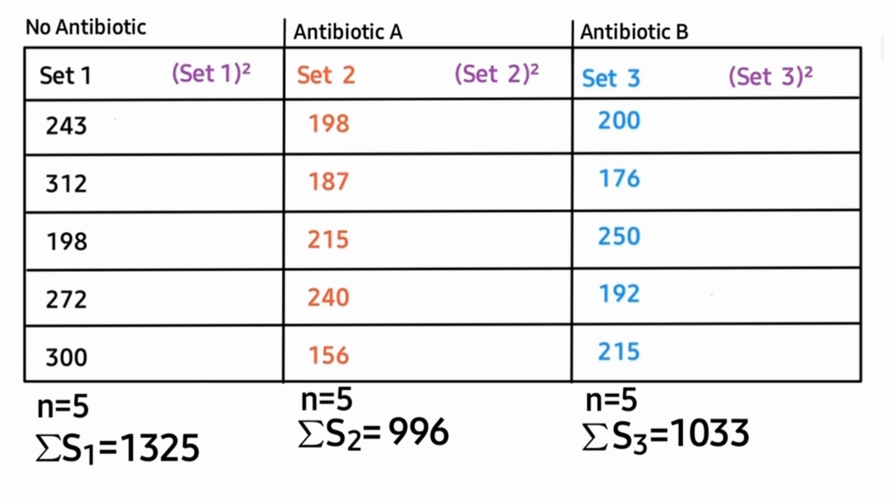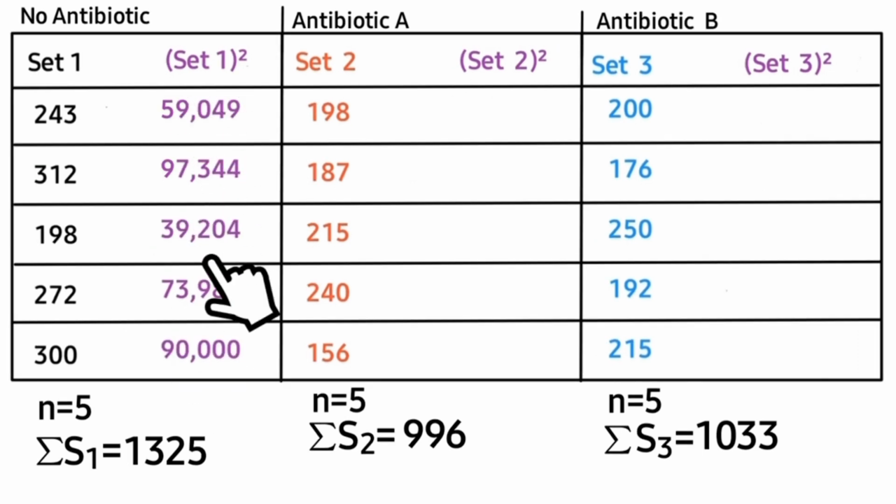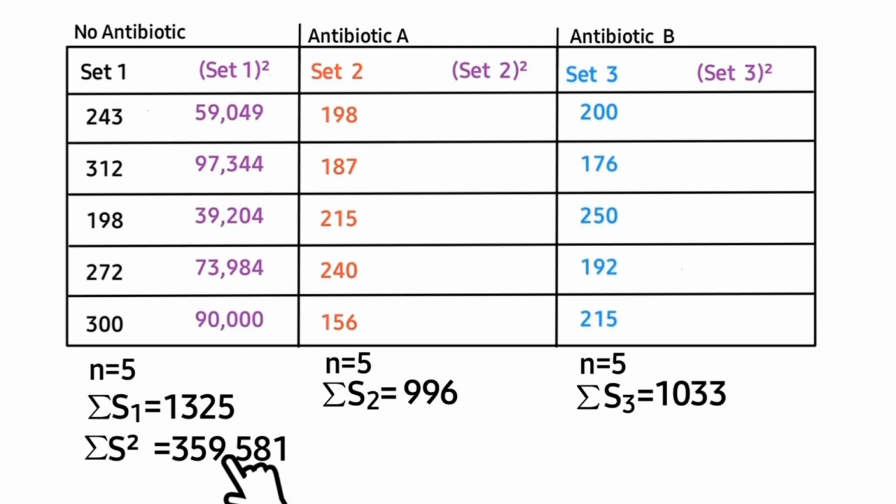The next step is to get the square of each of these values. Square of 243, 59049, 312 square. Square of this. Follow that process to fill up the remaining spaces here. Add all these values together. 59049 plus this plus this plus this, lastly plus this gives 359581.